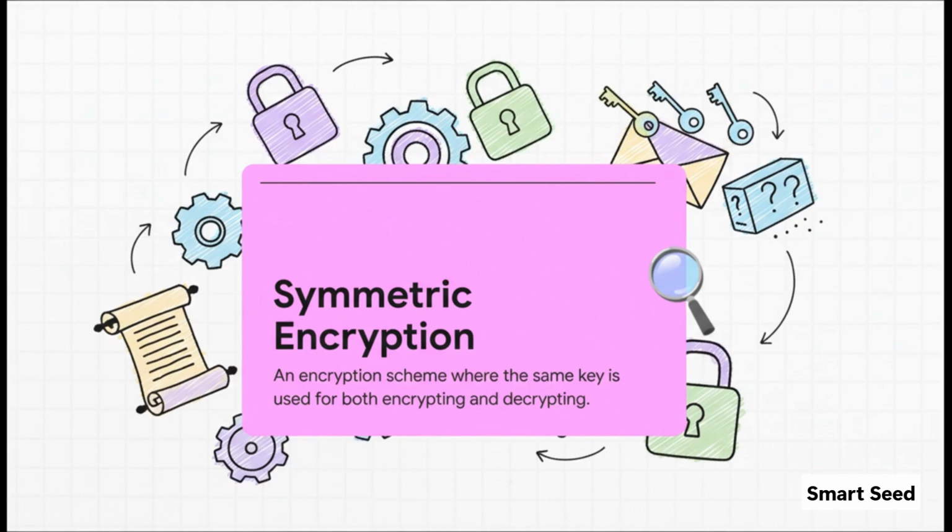Why is it called symmetric? Well, precisely because of that one shared key. The process is perfectly balanced. It's symmetrical. The same secret locks the information and unlocks it.